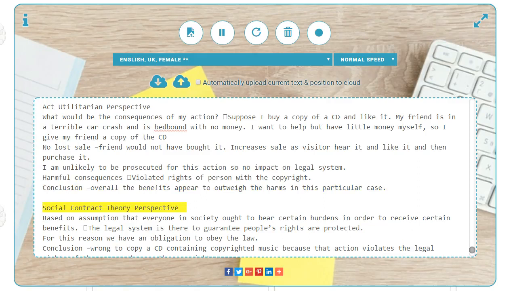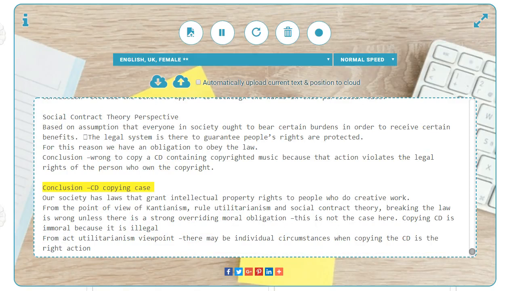Social contract theory perspective. It is based on the assumption that everyone in society ought to bear certain burdens in order to receive certain benefits. The legal system is there to guarantee that people's rights are protected. For this reason, we have an obligation to obey the law. Conclusion: it is wrong to copy a CD containing copyrighted music because that action violates the legal rights of the person who owns the copyright.